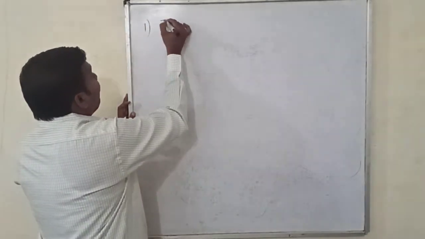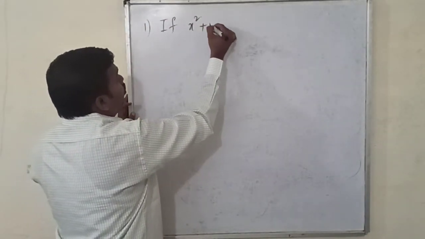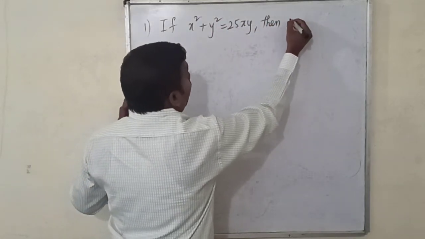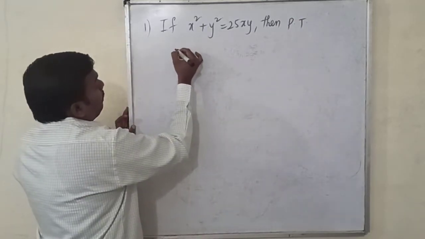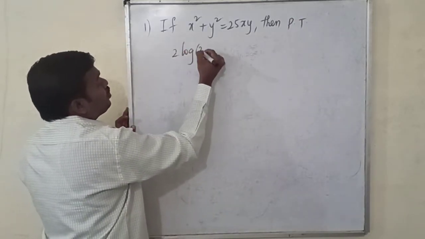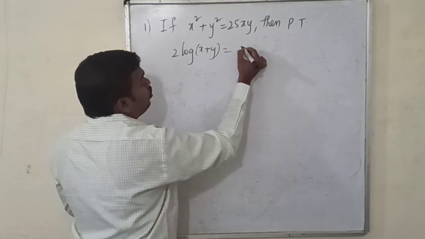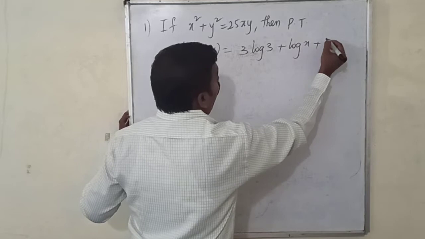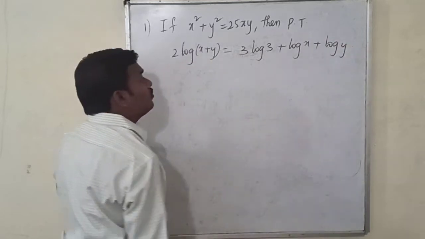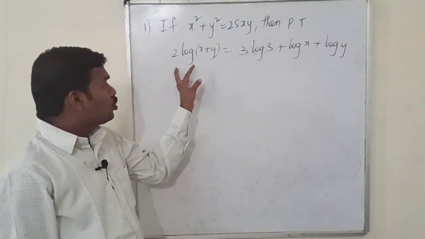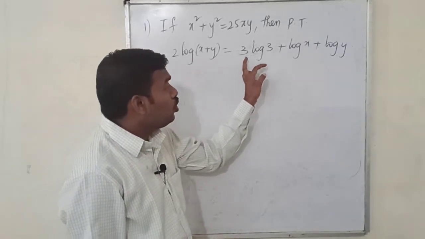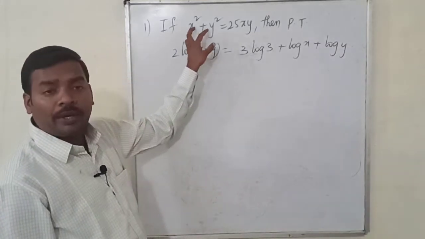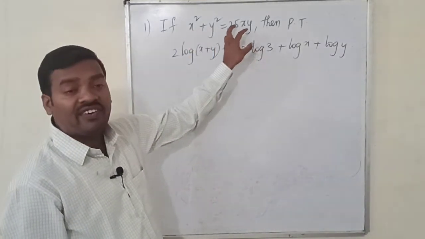First question is, if x square plus y square is equal to 25xy, then prove that 2 log (x plus y) is equal to 3 log 3 plus log x plus log y. Now he has asked us to prove 2 log (x plus y) is equal to 3 log 3 plus log x plus log y if x square plus y square is equal to 25xy.